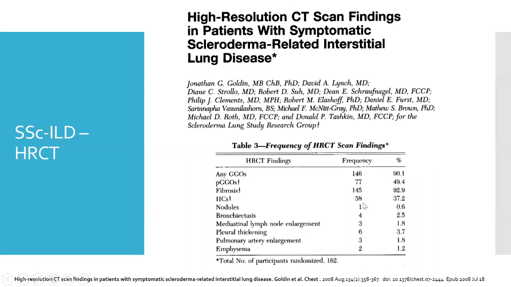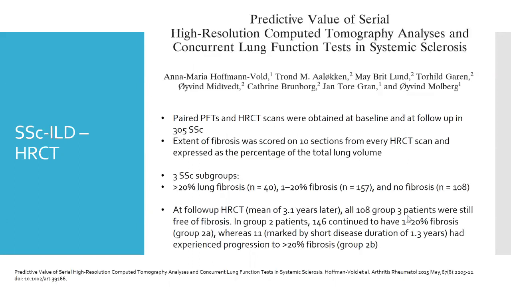Some of the other things that we could see: pure ground glass opacities in only about 50% of patients, honeycombing in about 37% of patients, and nodular disease in a very small 0.6% of patients. So high resolution CAT scan findings can be variable, but the more common ones are usually any ground glass opacities and presence of fibrosis.